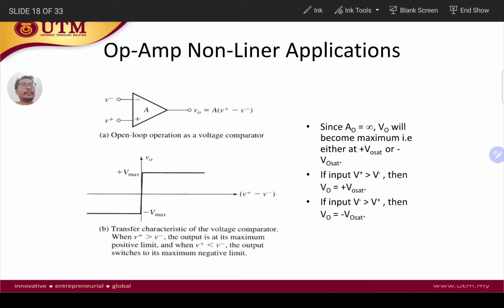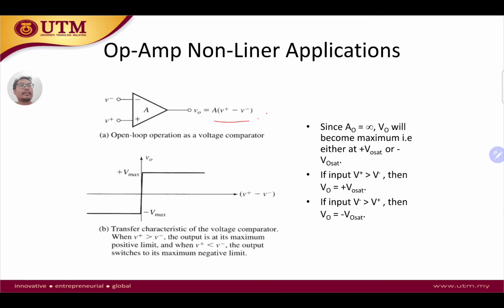So let's look in more detail at how we can design and construct the comparator. In the basic op-amp, we know that Vout is A(V+ minus V-), as given by this equation here, and we know that A is the open loop gain of the op-amp, which is very large, approaching infinity, and therefore the output will become maximum, that is either at plus Vosat or minus Vosat. Since A is very large, Vout is going to be limited to plus or minus VCC. And here is the transfer characteristic.